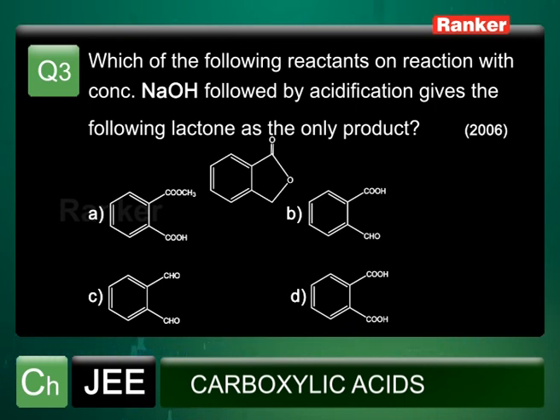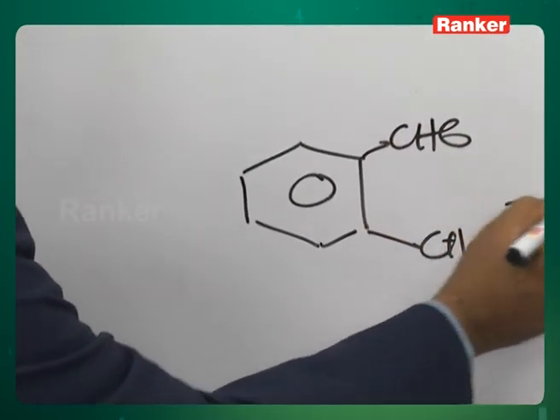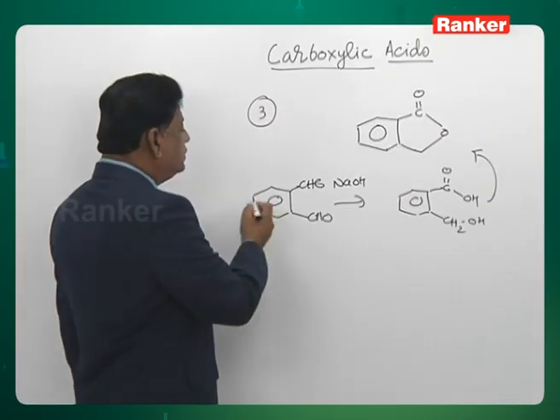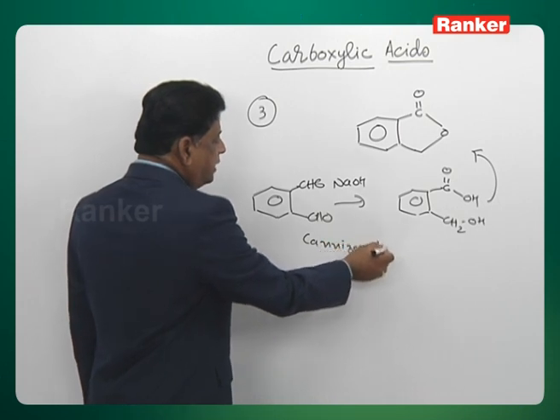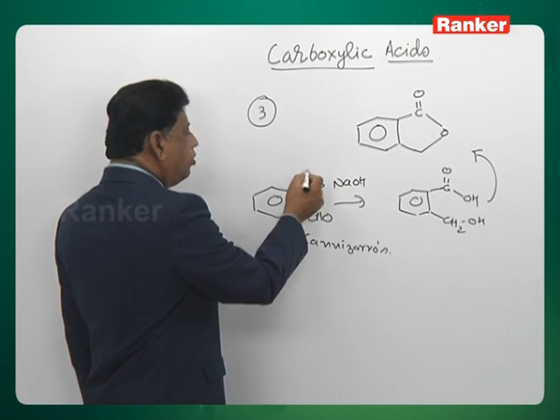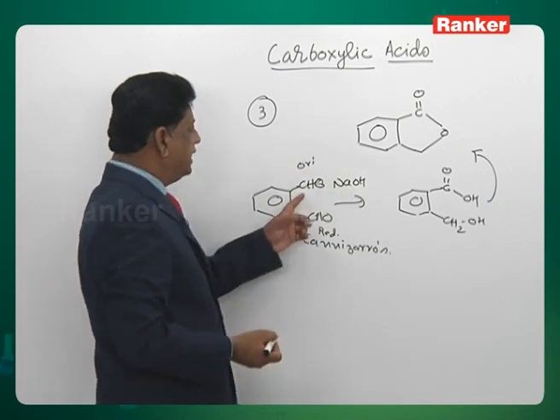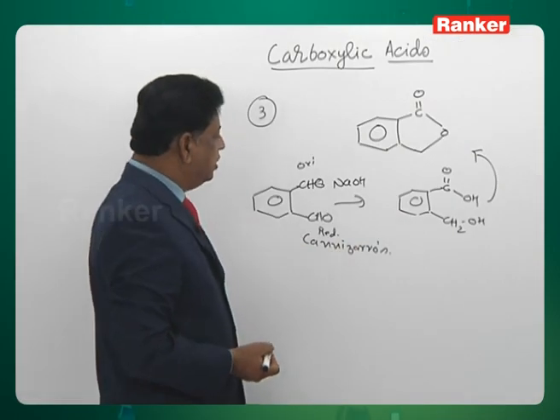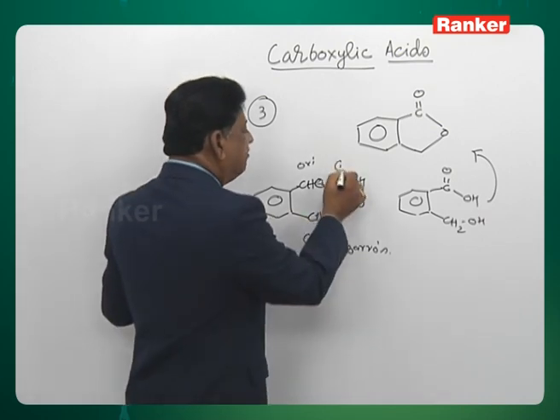But in compound C, what happens? Compound C has two aldehydes. The reagent given here is sodium hydroxide. When concentrated sodium hydroxide is added, it undergoes a Cannizzaro reaction. In this reaction, one aldehyde undergoes oxidation and the other undergoes reduction. Oxidation gives an acid, and reduction gives an alcohol. So one becomes an acid and the other an alcohol. Acidification is also mentioned, otherwise it would remain as a salt.